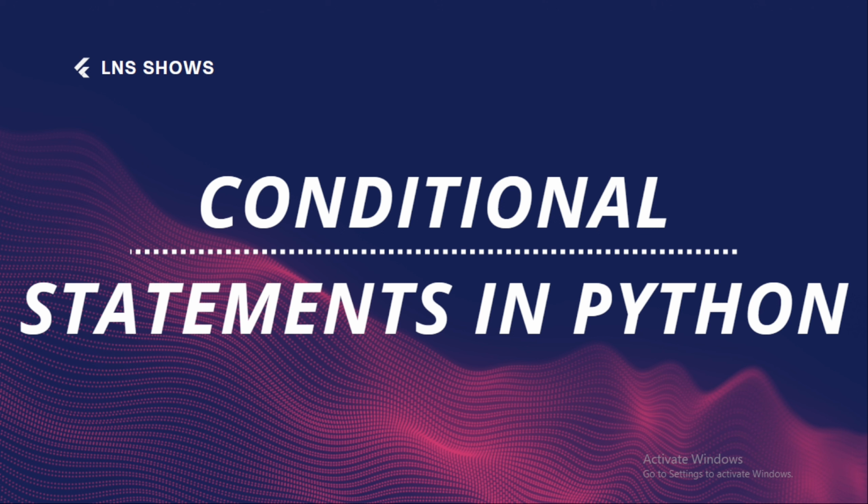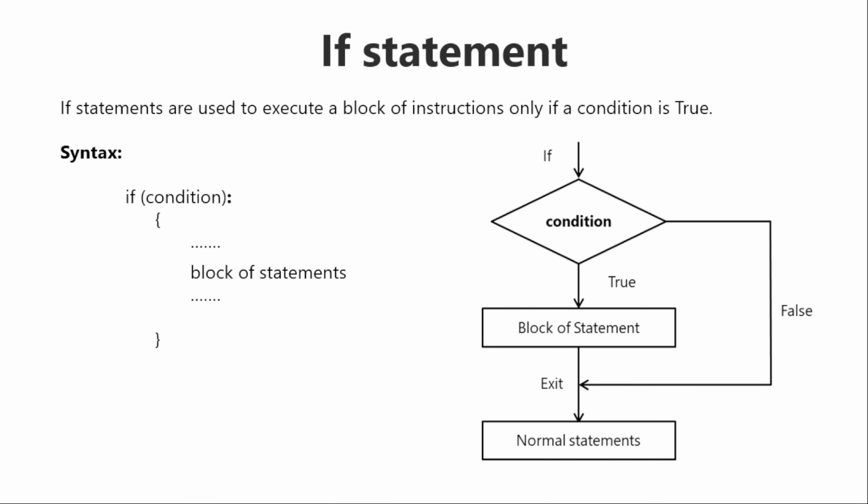In today's session, we will be discussing conditional statements in Python. So let us take our first conditional statement, the if statement. If statements are used to execute a block of instructions only if a condition is true. The syntax for it is: if condition, open brackets, and block of statements.